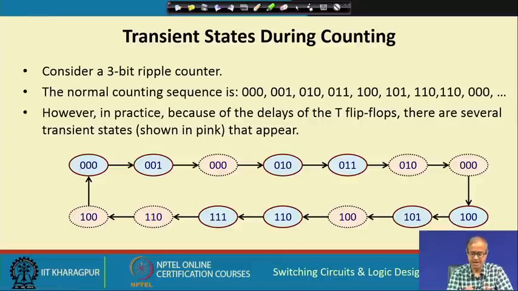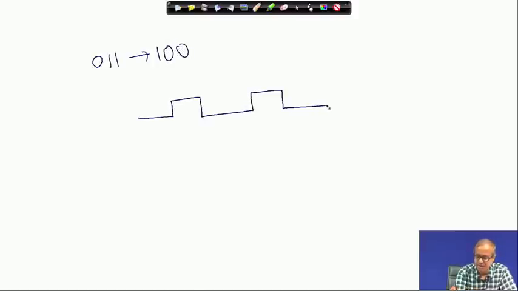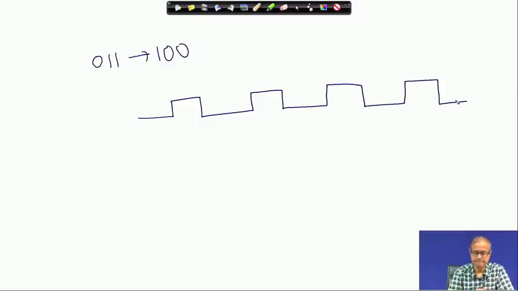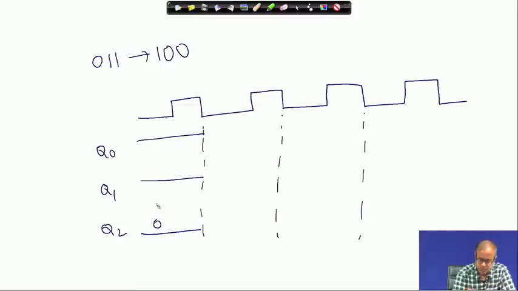Now, let us see why it works. Let us try to illustrate it for the state 011 to 100. Let me show you the timing diagram to explain why this happens. This is the falling edge. I am showing one clock only, because these are the 3 outputs Q0, Q1 and Q2. The state was 011. So Q2 was 0, Q1 was 1, Q0 was 1.